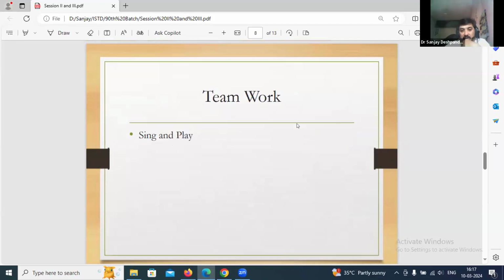Let's have a quick exercise here, a quick game. I'll stop sharing for some time and I'll share after some time. We will have a quick exercise, a bit of fun. I want all of you to sing and whistle at the same time. Please try doing this.